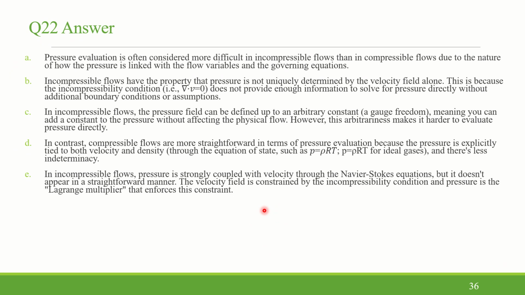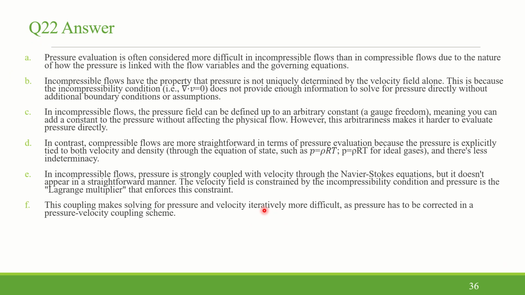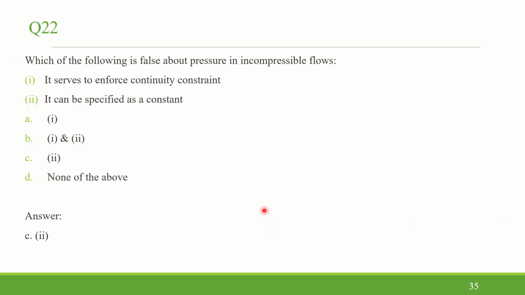The Lagrange multiplier is similar to the one used in optimization problems to find the local maxima or minima values. So this coupling makes solving for pressure and velocity iteratively more difficult, as pressure has to be corrected in a pressure-velocity coupling scheme. So what is happening is that in the question it was asked about pressure evaluation. We said that it serves to enforce the continuity constraint, whereas it cannot be specified as a constant. So the second statement is false, the first one is true. So C2 is the right answer.